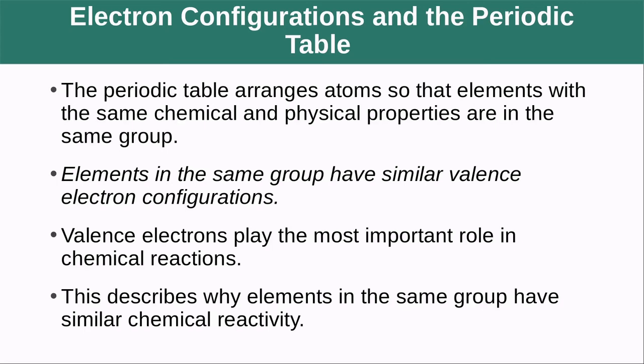Okay, electron configurations in the periodic table. The periodic table arranges atoms so that elements with the same chemical and physical properties are in the same group. Elements in the same group have similar valence electron configurations. Valence electrons play the most important role in chemical reactions. This describes why elements in the same group have similar chemical activity. Makes sense? Their electrons are arranged in the same way. They behave the same way.